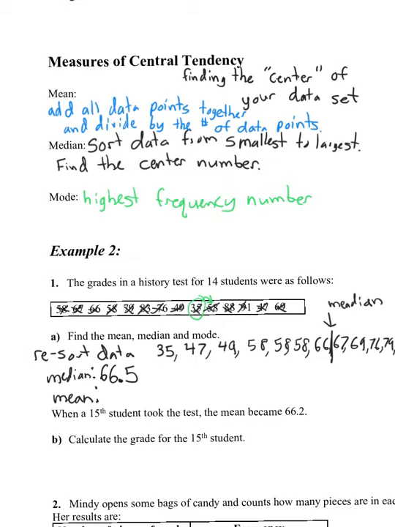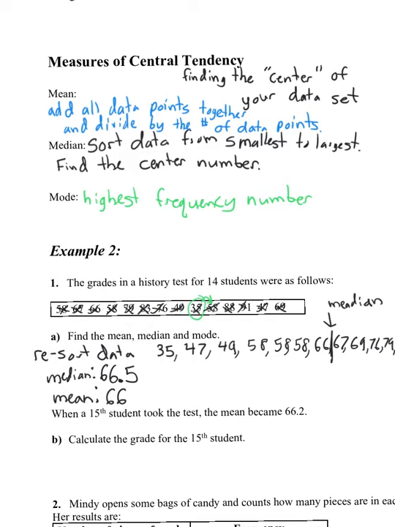Go ahead and find your mean and your mode. I'm sure you guys have been working on it already. So add all the numbers together, divide by 14. Okay. 66. Yeah, it comes out to 66. Perfect. I like that. Nice clean number.